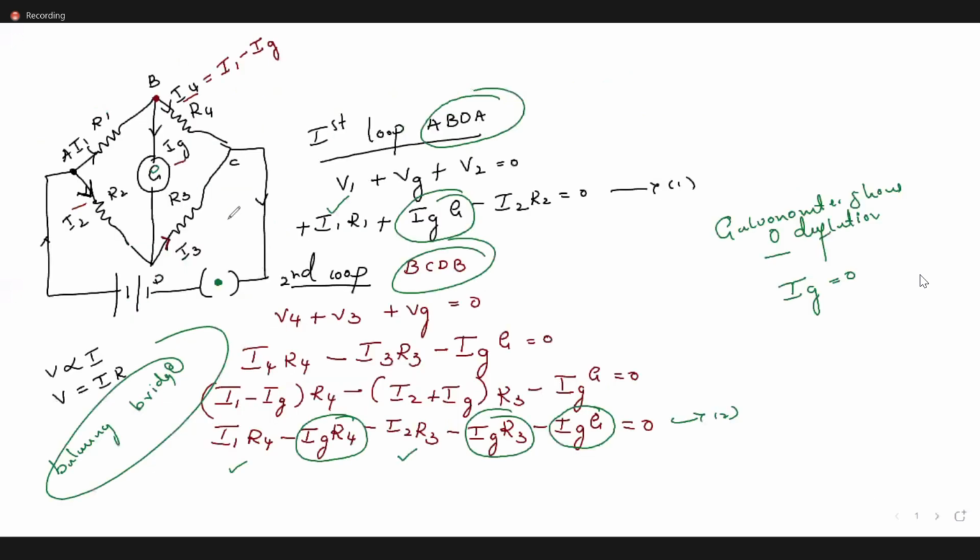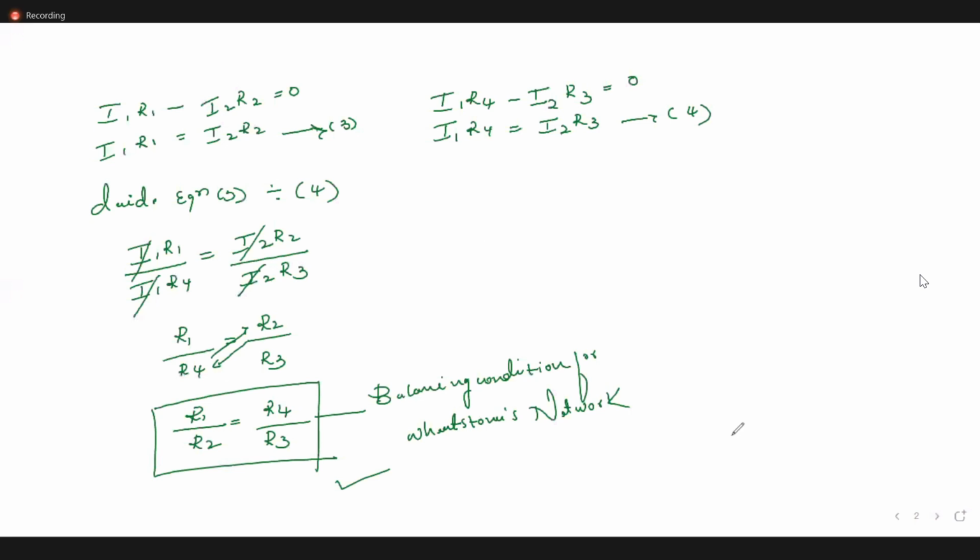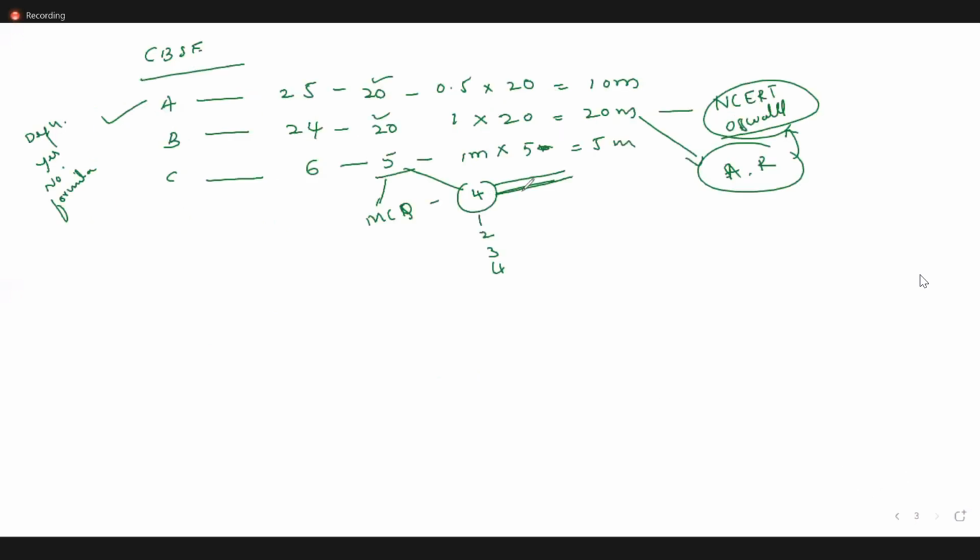So they may ask, what is the potential at loop A? 4 options. What is the potential at loop B? What is the current going through that? What is the balancing condition? This kind of question will be there here. So there you are going to write for the 5 marks. All are MCQs only for the CBSE. Is it clear? Yes, ma'am. So I will tell you for the PU board.